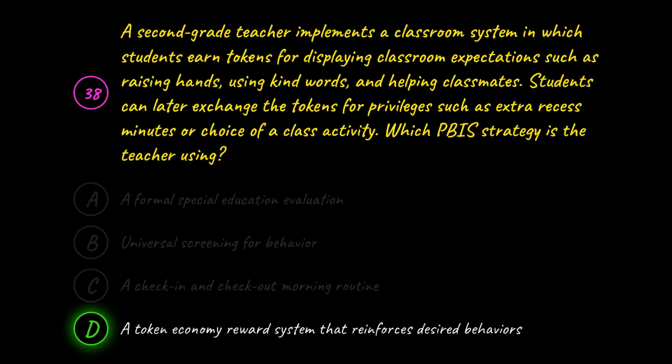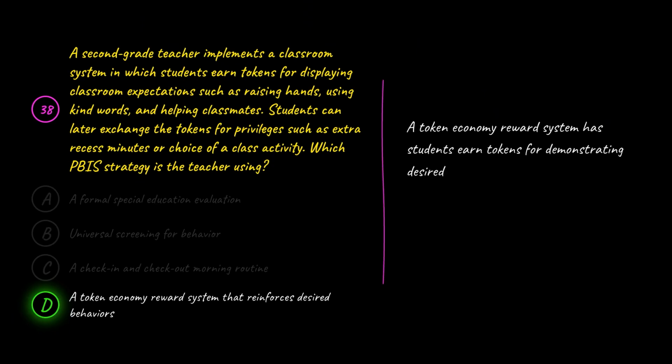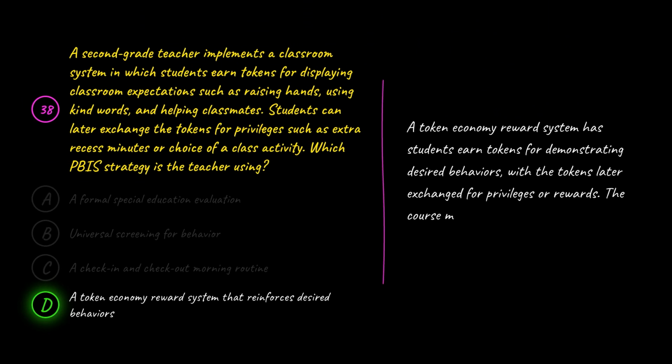The correct answer is D, a token economy reward system that reinforces desired behaviors. D is correct because a token economy reward system has students earn tokens for demonstrating desired behaviors, with the tokens later exchanged for privileges or rewards. The course material lists this as a common PBIS reward system.